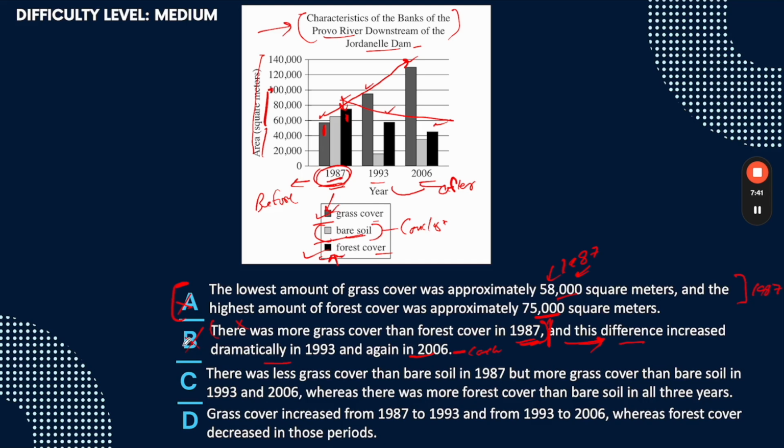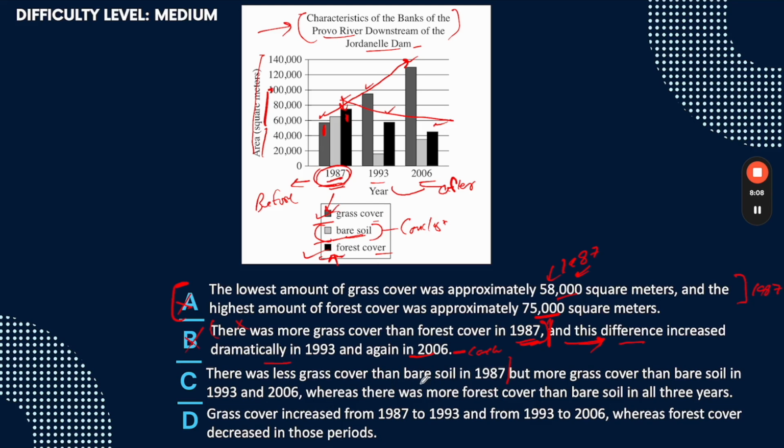But the biggest takeaway from this particular option elimination is going to be: don't read such lengthy options all of it together. Try to break them down and see if you can eliminate something from the very start. Let's look at C now. There was less grass cover than bare soil in 1987. Let's pause here. Now let's try to break it down and see if I can eliminate anything from here.